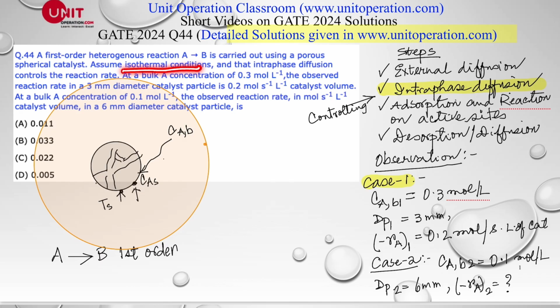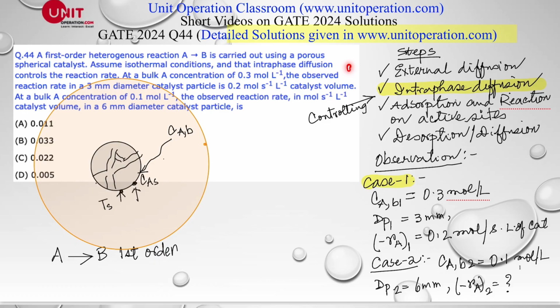Assume isothermal conditions, so the temperature here is constant, and I assume that the temperature on the surface of the catalyst is also constant at Ts, and that interphase diffusion controls the reaction rate. So basically we are assuming that the diffusion inside the pores, that means from the surface of the catalyst particle going inside the pores, is the controlling resistance. This is the network of the catalyst pores.